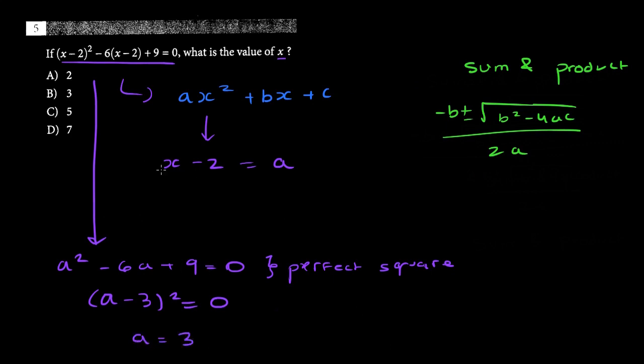Obviously, a is something that we created. a = x - 2. So essentially, x - 2 = 3. And what does the question ask for? It asks for x, not x - 2. So obviously, we know that 3 is not the answer. x is going to be 5 as we added 2 to both sides, and x = 5. And so our answer is going to be C.